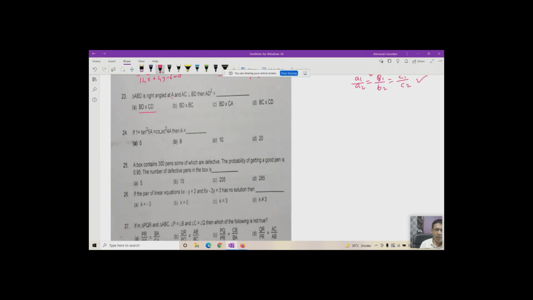It's very easy. Use the trigonometric identity and finish it off. So I will write 1 plus tan square 5A is equal to cosec square 4A. So trigonometric identities to remember as per the super hexagon: this is tan, sin, cos, cot, cosec, sec, and 1 will be there in this.